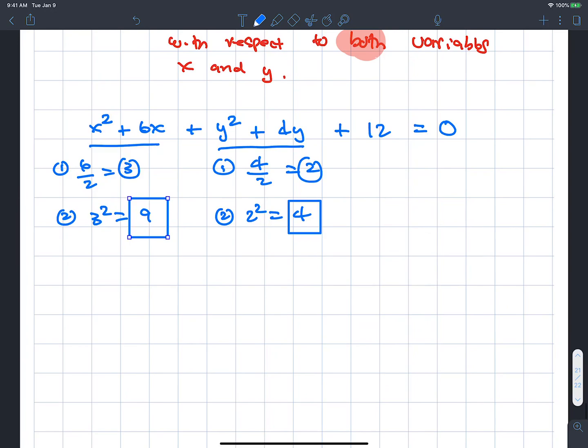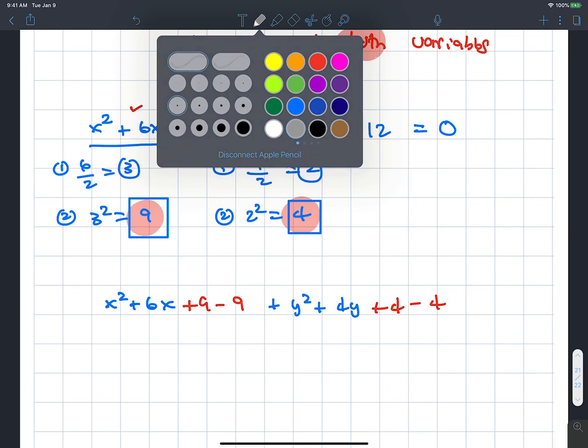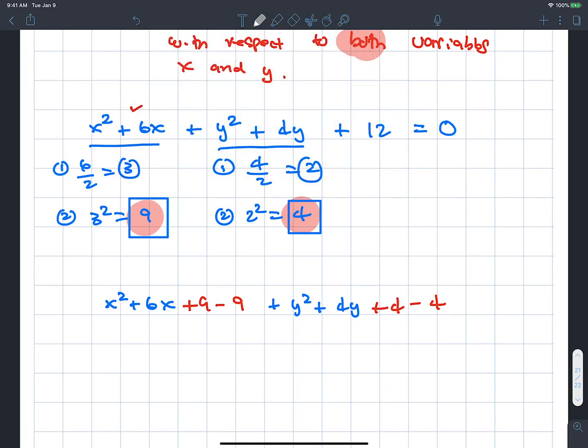So here's what you do now. Leave some space, right? Because you're going to add here and take away the 9. So we add 9, take away 9. That's just for these two. And then you have the y squared plus 4y, leave some space. Same thing. You're going to use that 4. Add 4, take away 4, and then don't forget, you're left with this plus 12 still. It's still there. You got the plus 12. And that equals 0.